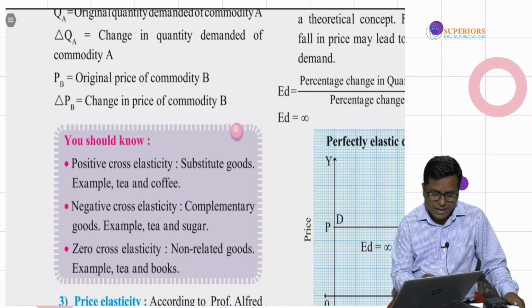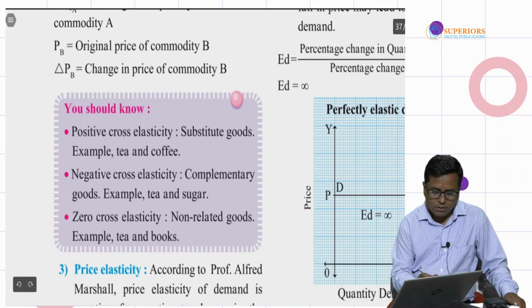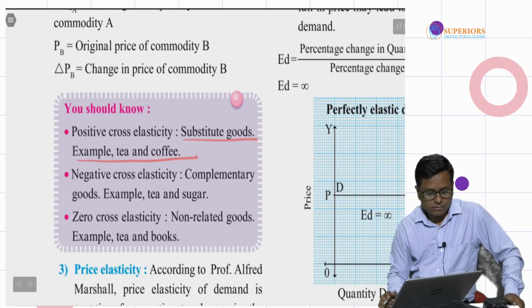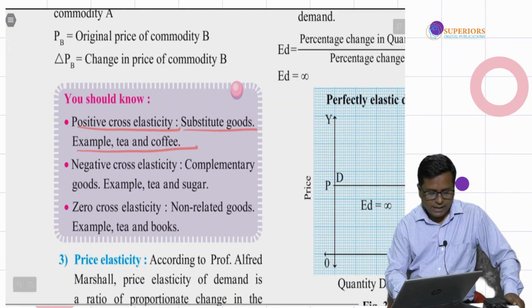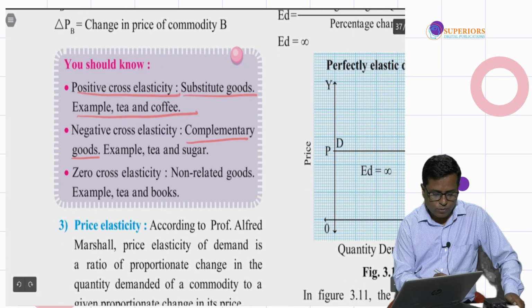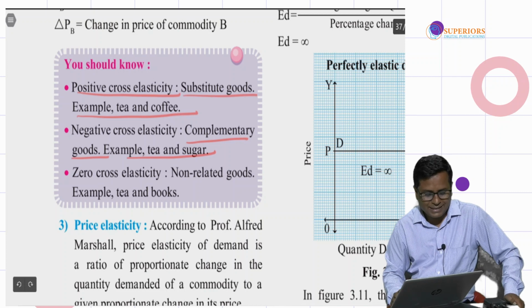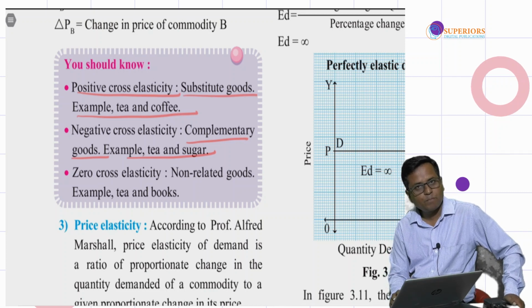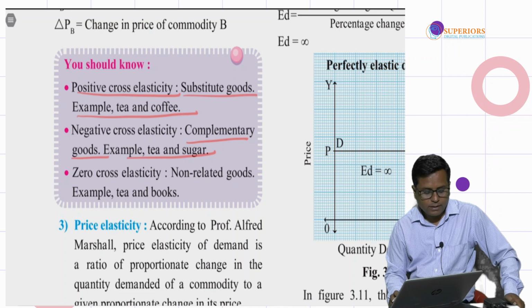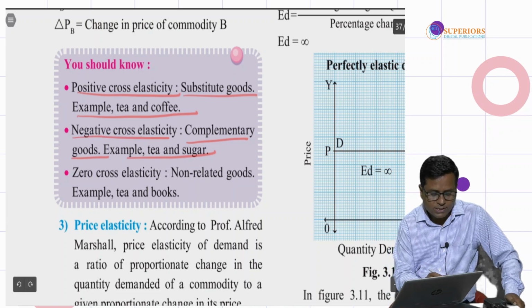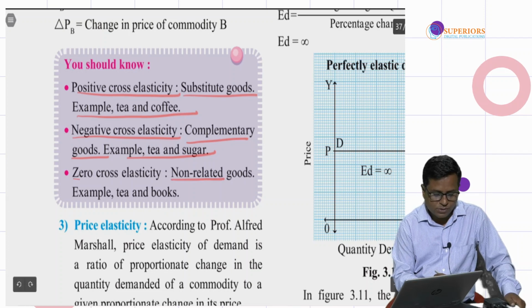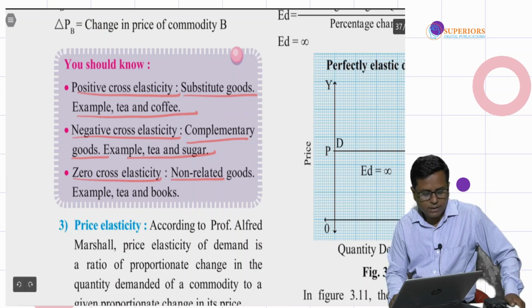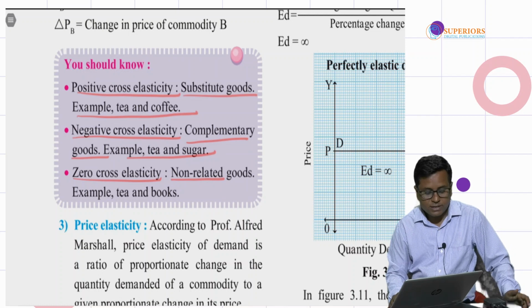See, in case of substitute goods, for example tea and coffee, there will be positive cross elasticity of demand. In case of complementary goods, for example tea, sugar, milk, car and fuel, there will be negative cross elasticity of demand. And in case of non-related goods, the cross elasticity of demand will be 0.